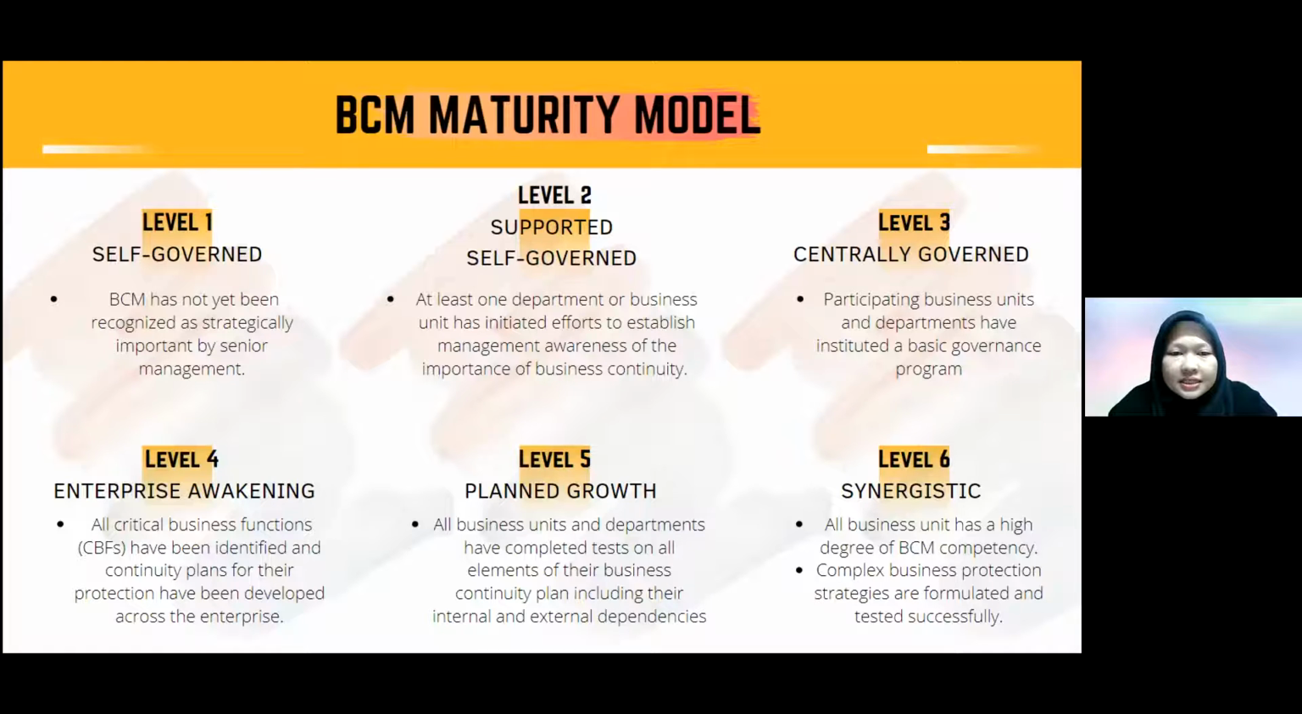And the next level is level 5, which is planet growth. At level 5, all business units and departments have completed tests on all elements of their business continuity plan, including their internal and external dependencies, senior managers have participated in crisis management exercises, and a communication and training program exists to sustain the high level of business continuity awareness.